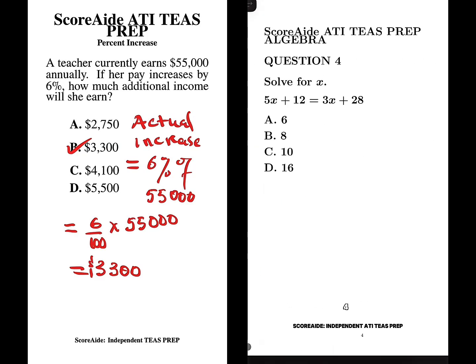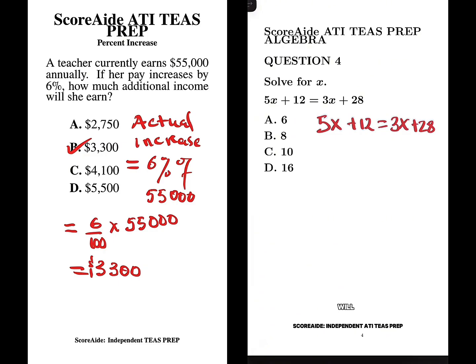Now, let's look at question 4. Solve for x. 5x plus 12 is equal to 3x plus 28. In this case, we see that the variable is on both sides of the equation, right? So we have 5x plus 12 is equal to 3x plus 28, right? So in this case, we need to bring like terms together, right? We need to bring like terms together. So I can start by, first of all, bringing the terms in x together.